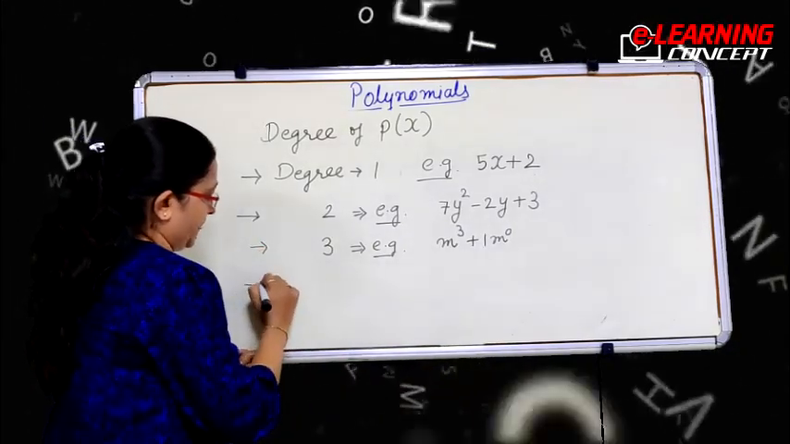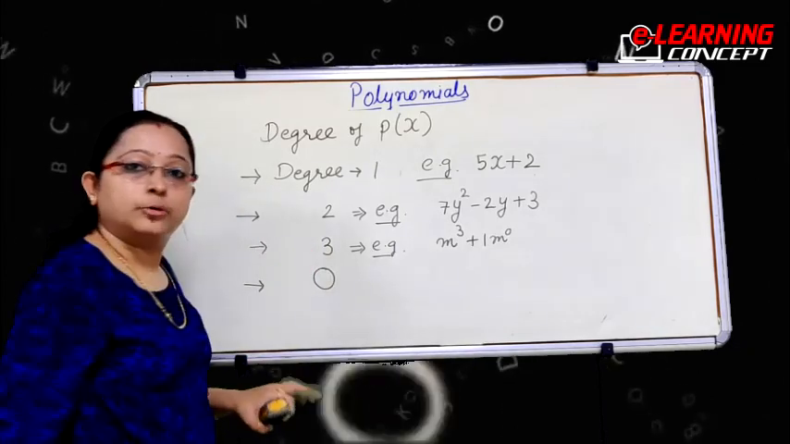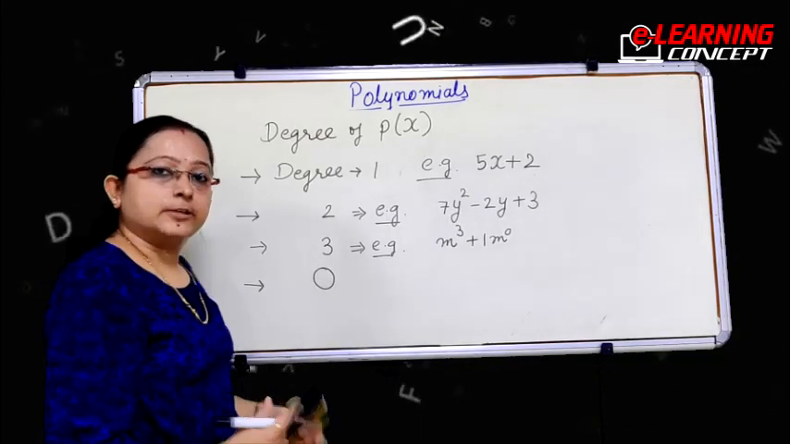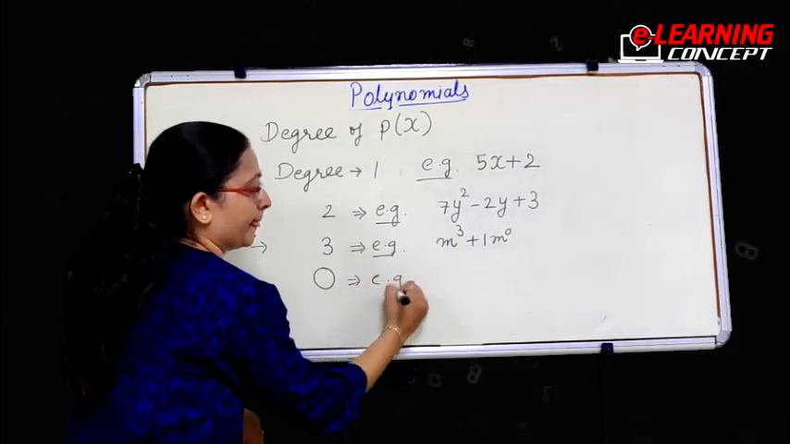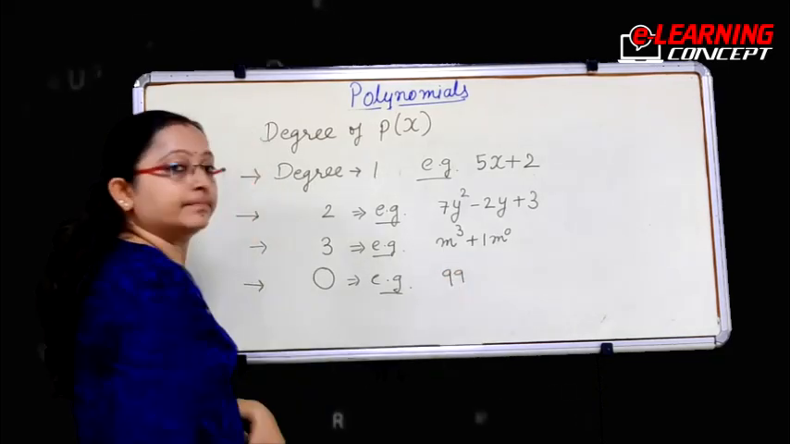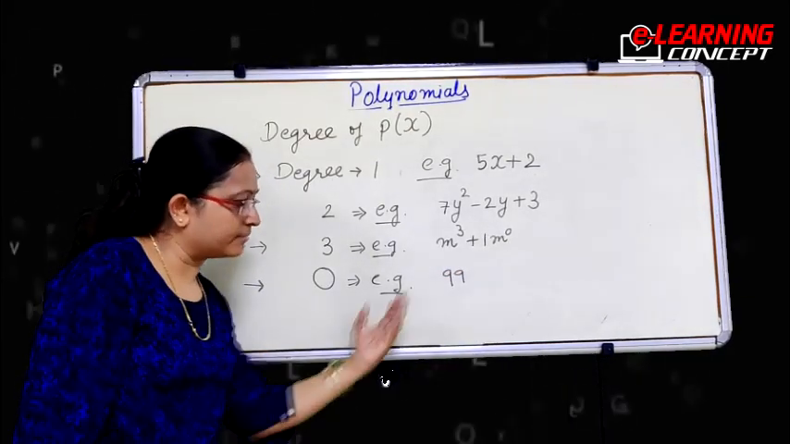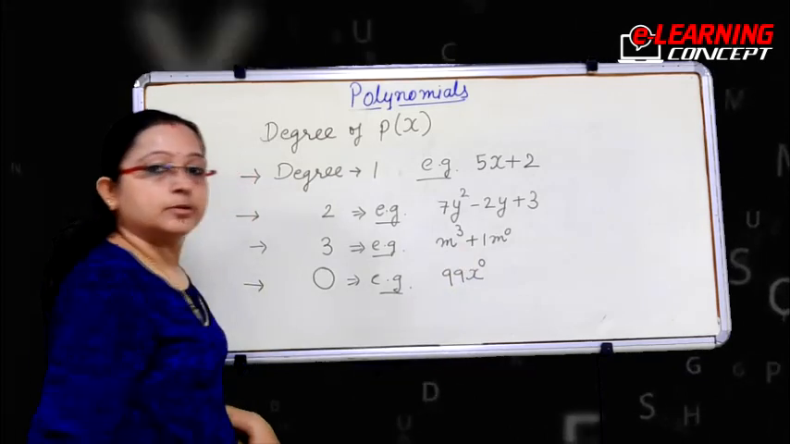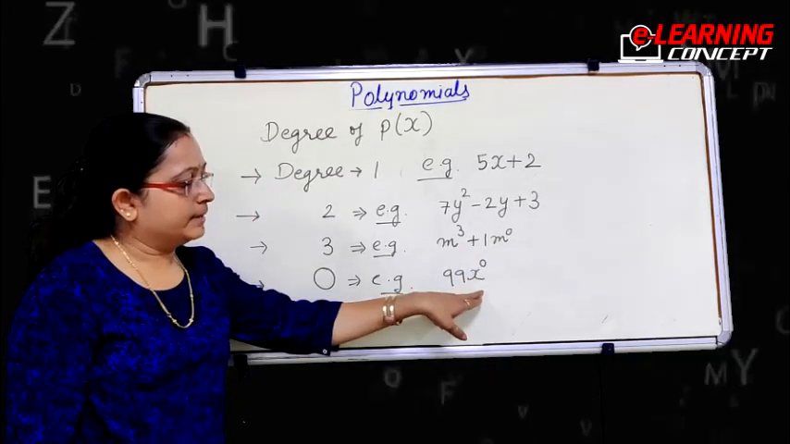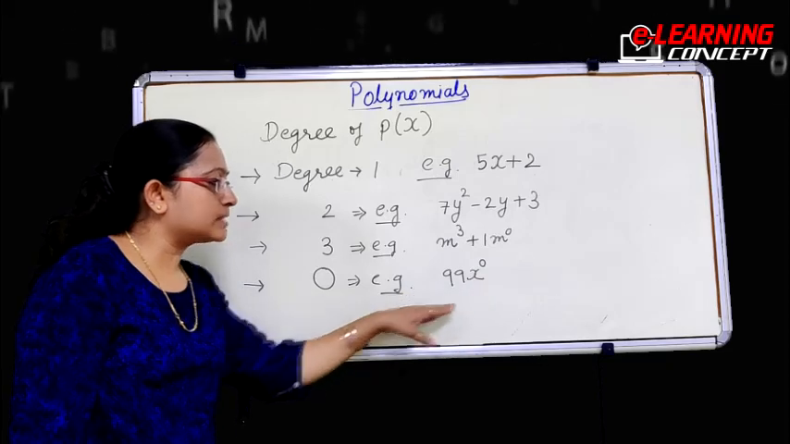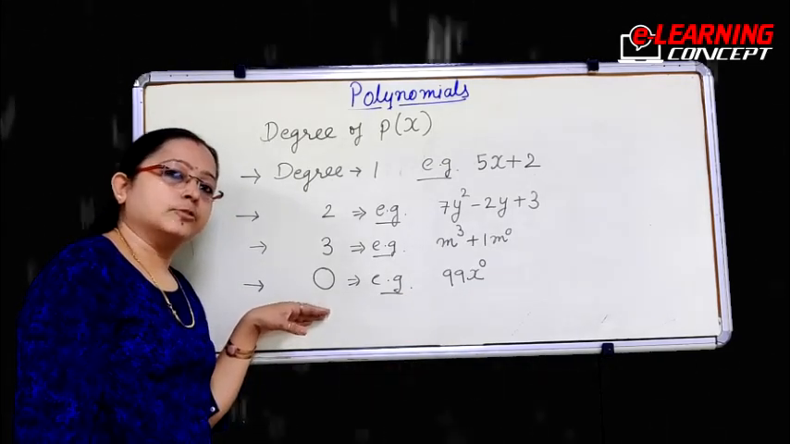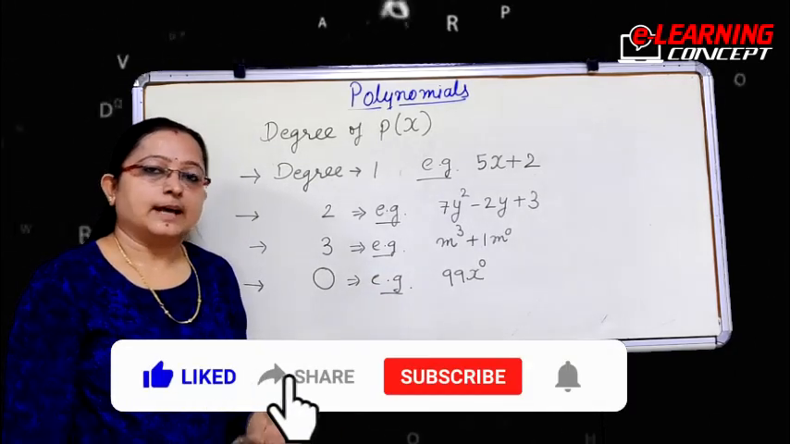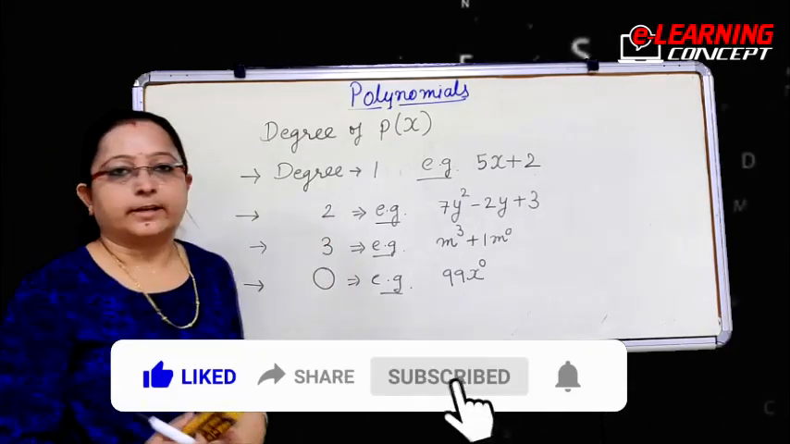Now the question is, can the degree be 0? Can the degree of polynomial be 0? Yes, it will be 0. When will it be 0? If we have 99, the number, numerical number, when we have the number, that time we can write 99 raised to 0. So here as it is 1, the constant number shows degree of the polynomial 0. So this kind of polynomials are called zero polynomials. So that's it for the classification regarding the degree.